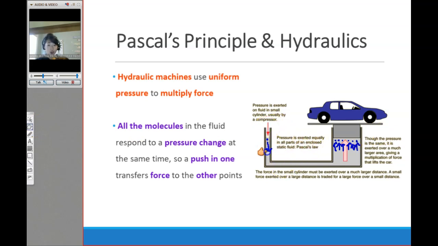So even though we add only a little bit of force here, like with a jack, the car feels that force spread across many different parts of the fluid, and so you're able to lift a car. Thumbs up if that's starting to make more sense. Again, on a small part, we add a small force, but on a big part, it experiences a big force.